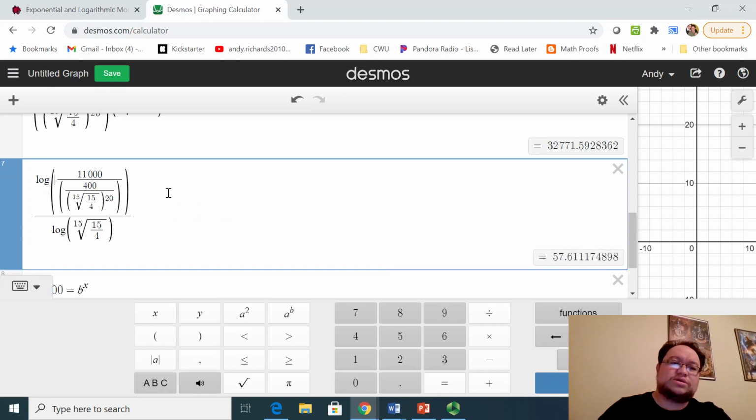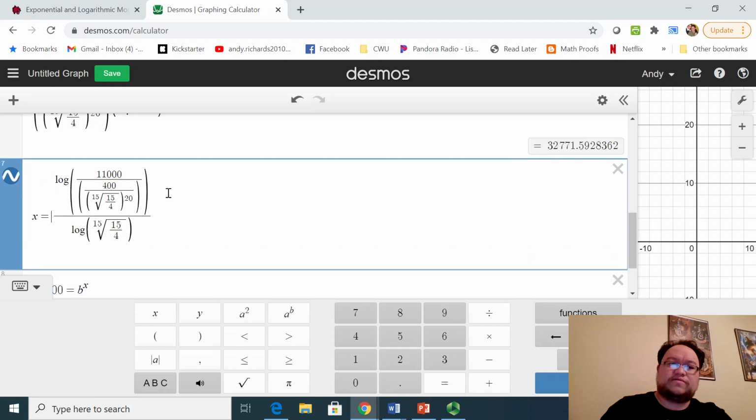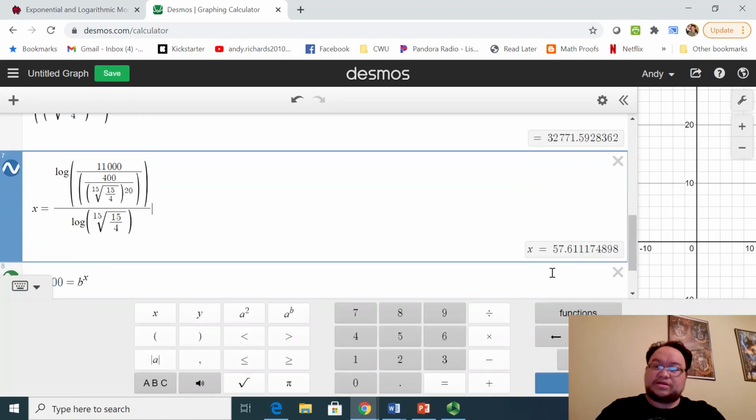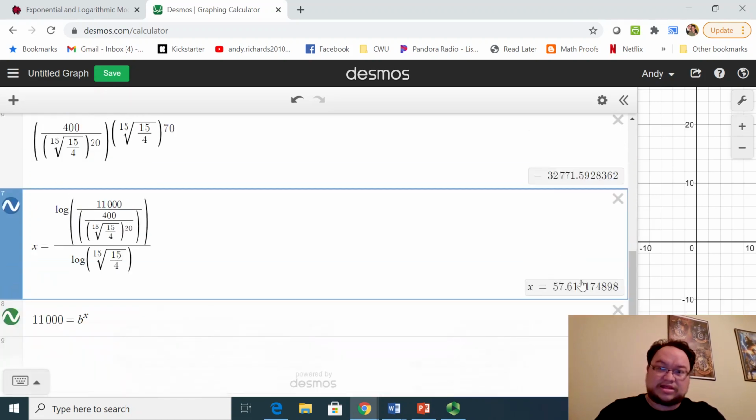And since I want to know what this is, if I get to the front, I can see that x equals this 57.611 bit here. That's about as complicated as I think you're going to see that.